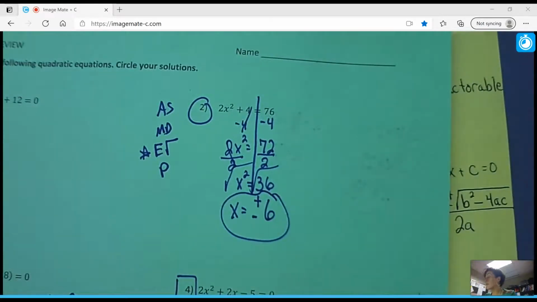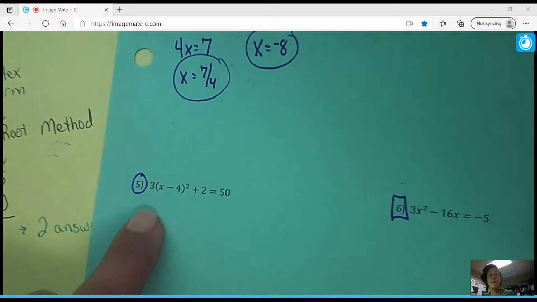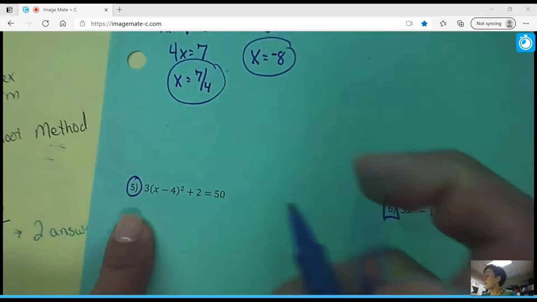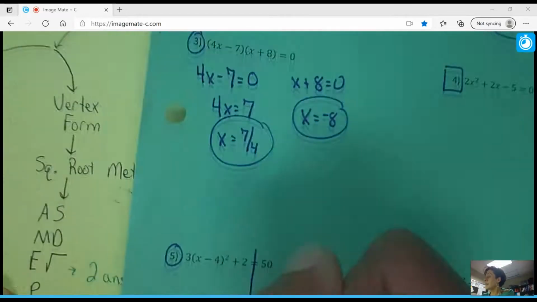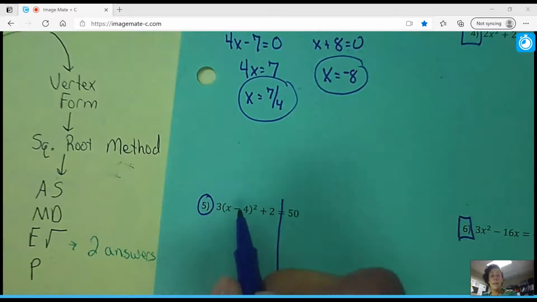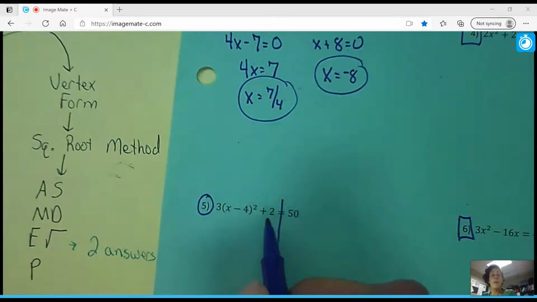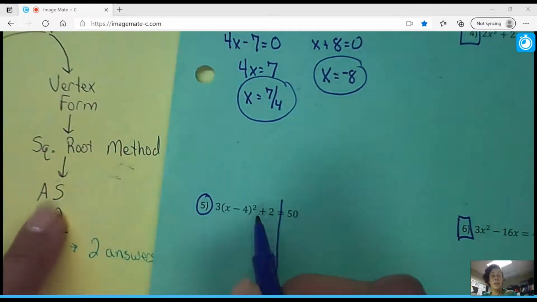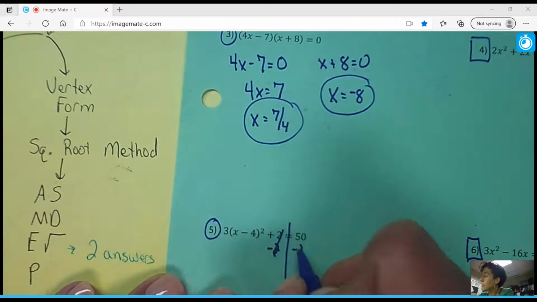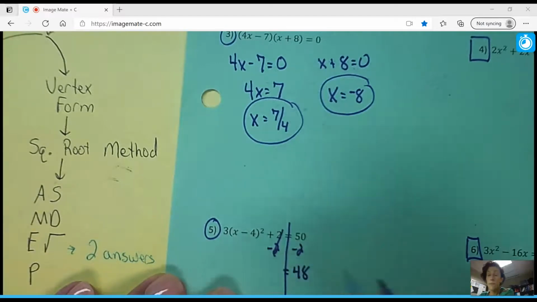So my next circle problem is this one. So this is 3 times x minus 4 squared plus 2 equals 50. So here, since it's so far over, I can keep my cheat sheet visible. So 3 times x minus 4 squared plus 2. So I will move addition, subtraction first. This, not this, because the minus 4 is in the parentheses. So I'm going to subtract 2, and we get 48.